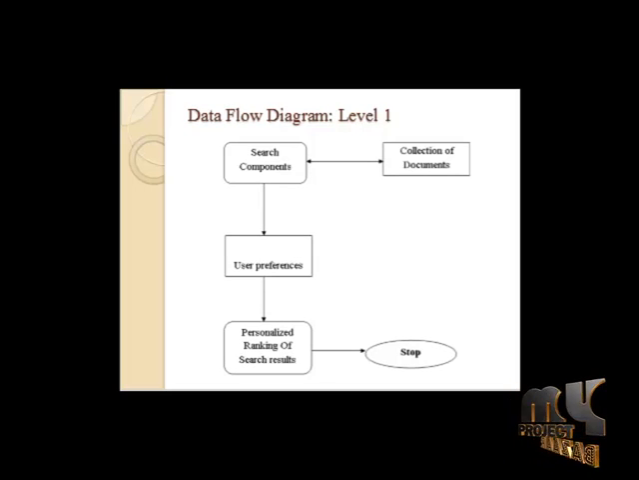In data flow level 1, the search component means a collection of documents, the dataset. Finally, the user will set the preference, that means 1, 2, 3, 4 or 5, and the personalized ranking of search results will be produced. The user will select their own area, that means their own community, to finally produce their own recommendation list for the particular dataset.